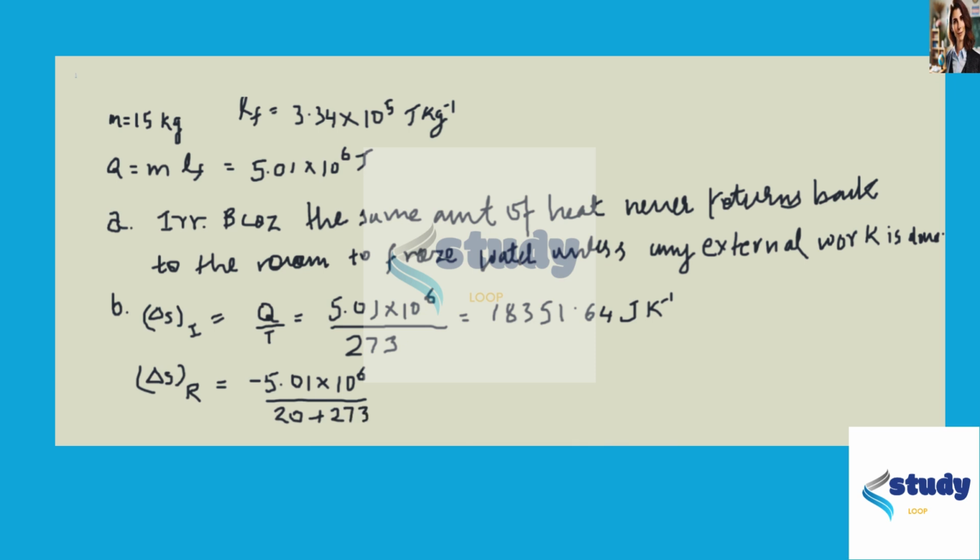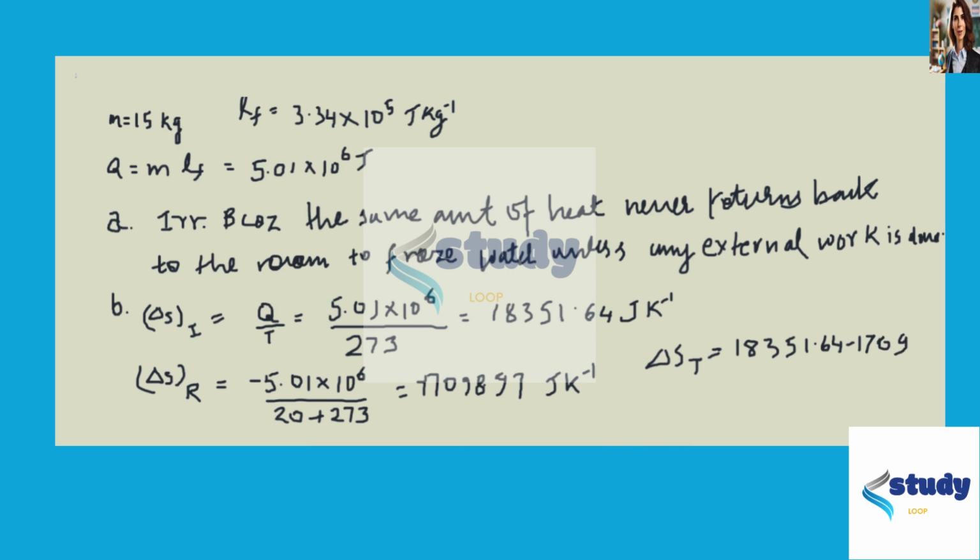Otherwise you will be ending up with a simple mistake, and you get minus 17098.97 joules per Kelvin. So what is the total change in entropy of the system? The net entropy change, let me write this del S total, is equal to, just add these two. So this was increase in entropy and this is decrease in entropy.